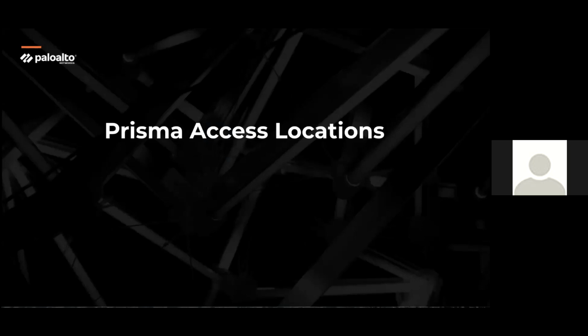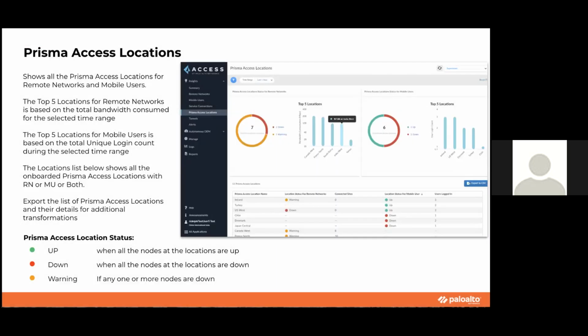Prisma Access Locations. The Prisma Access Location dashboard shows the tabular list of all the onboarded Prisma Access locations, either Prisma Access remote networks, mobile users, or both. You can export the list to CSV format for reporting purposes. The dashboard has two tabs: Prisma Access Location Status for remote networks, and Prisma Access Location Status for mobile users.